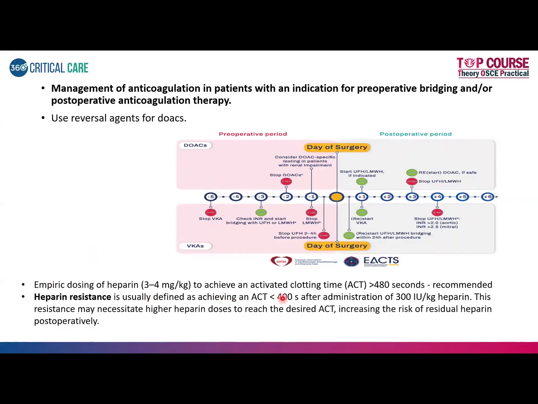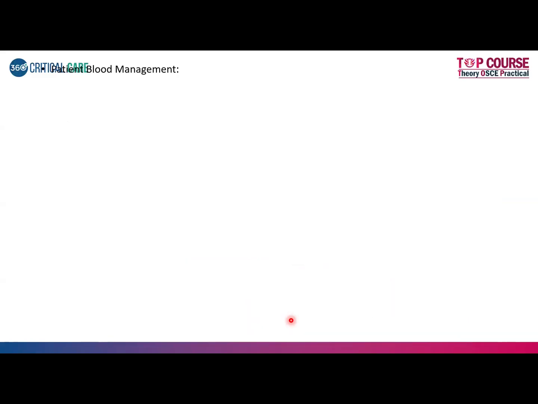Empiric dosing of heparin is given to achieve an ACT of more than 480 seconds, which is recommended in case of any OT. And heparin resistance is defined as achieving an ACT of less than 400 seconds, even after administration of 300 international units per kg of heparin. This resistance may necessitate giving a higher heparin dose. All right.